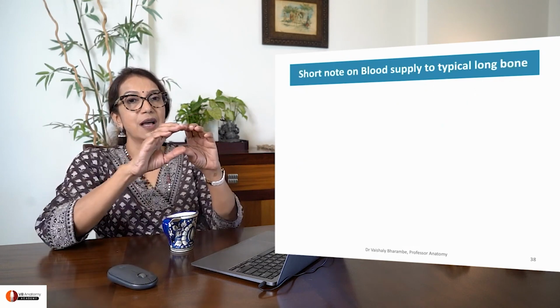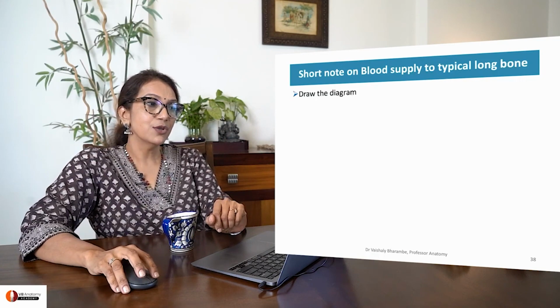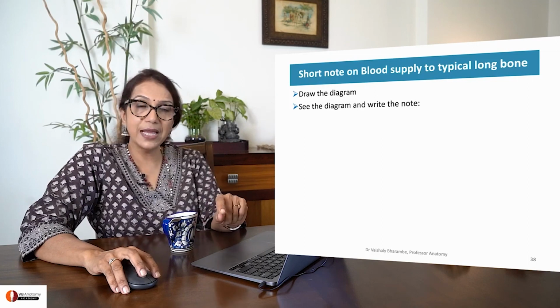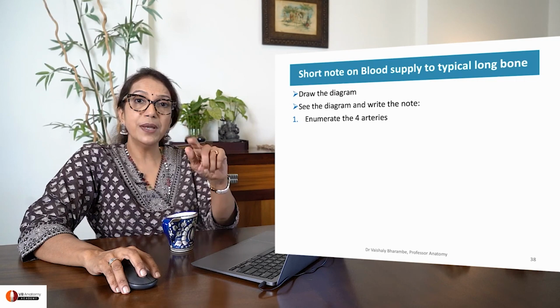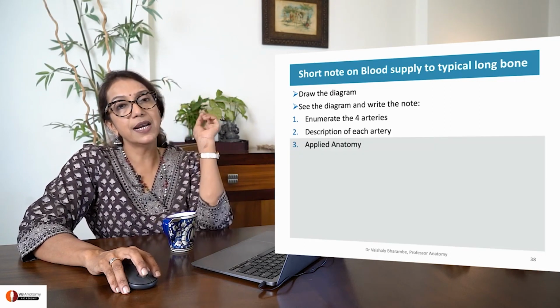Metaphyseal arteries and all the others form an anastomosis at the metaphysis. So how will you write a short note on blood supply of bone? You will draw the diagram first, see the diagram, and you will write a note enumerating the 4 arteries, describing each artery, and finally writing applied.